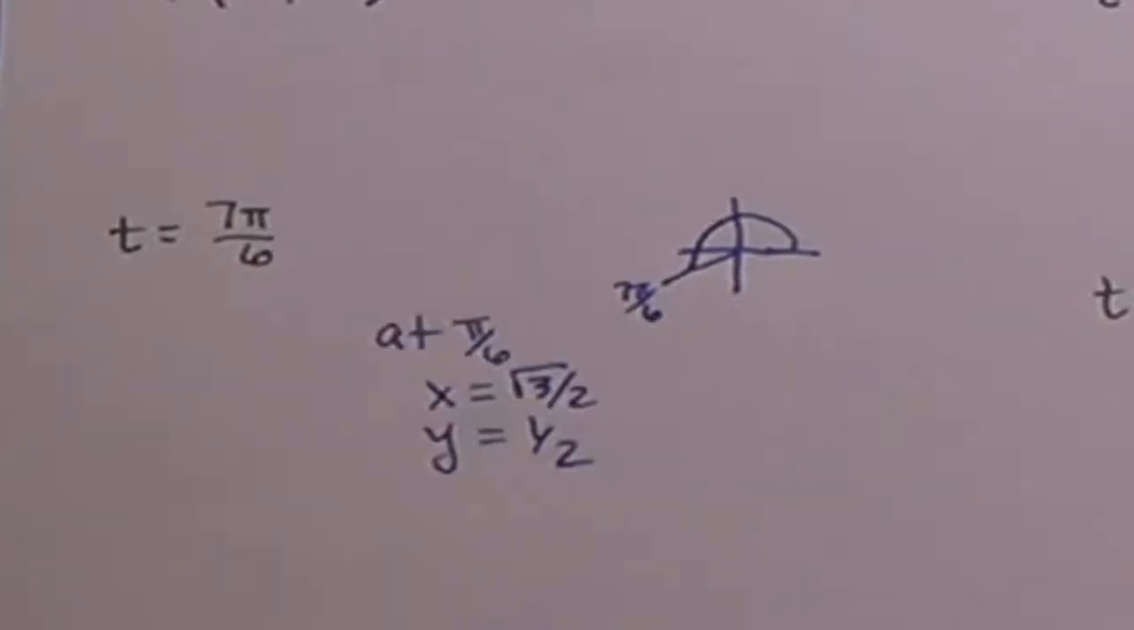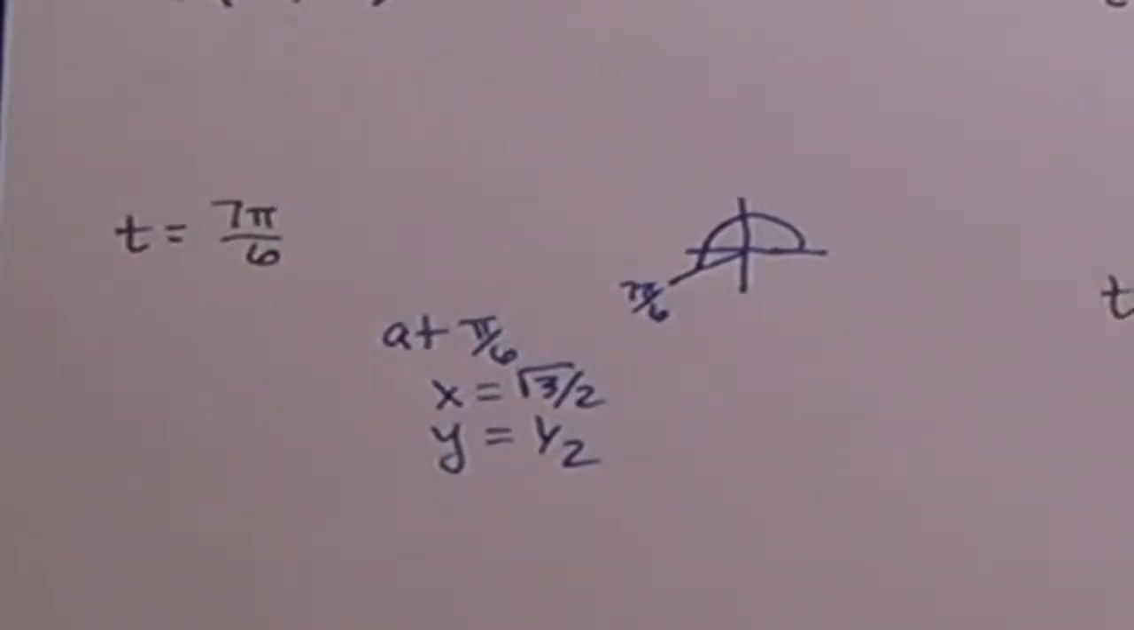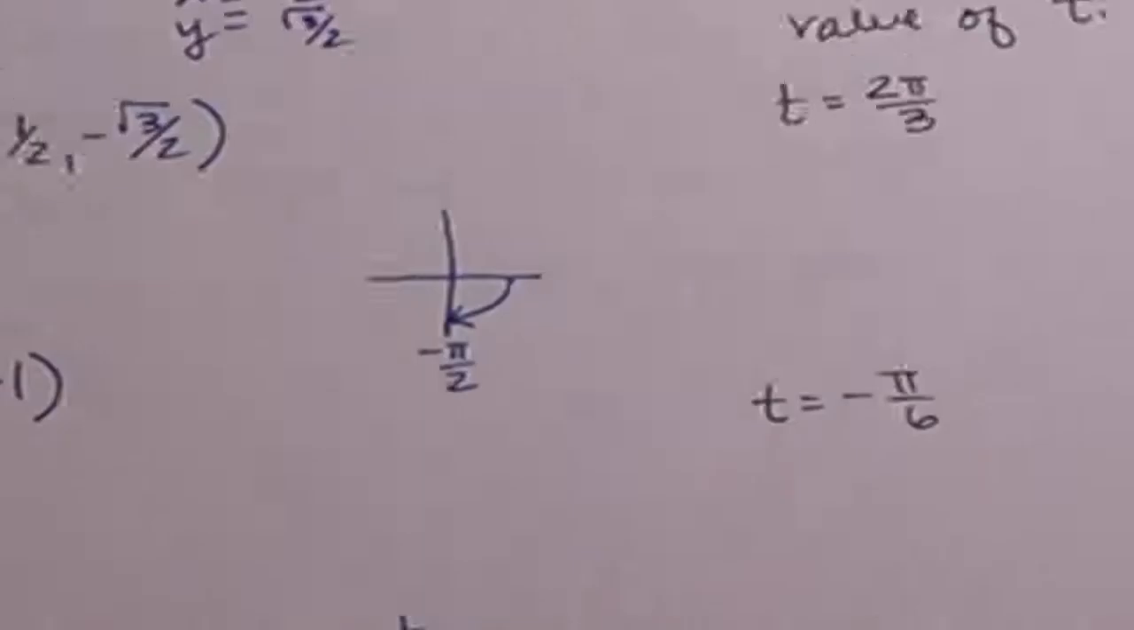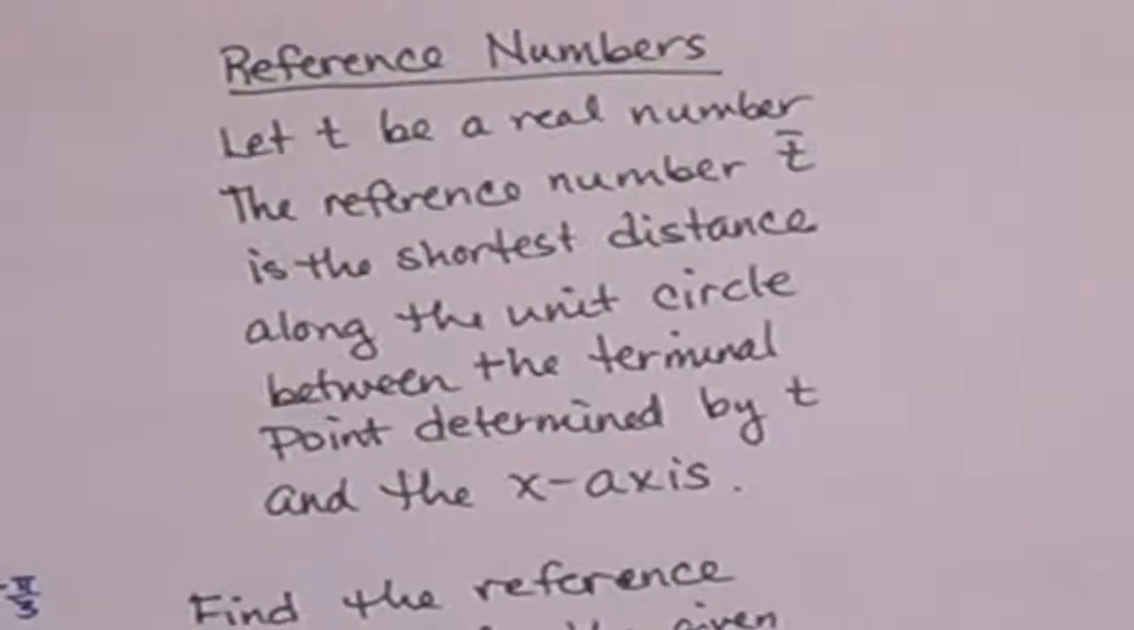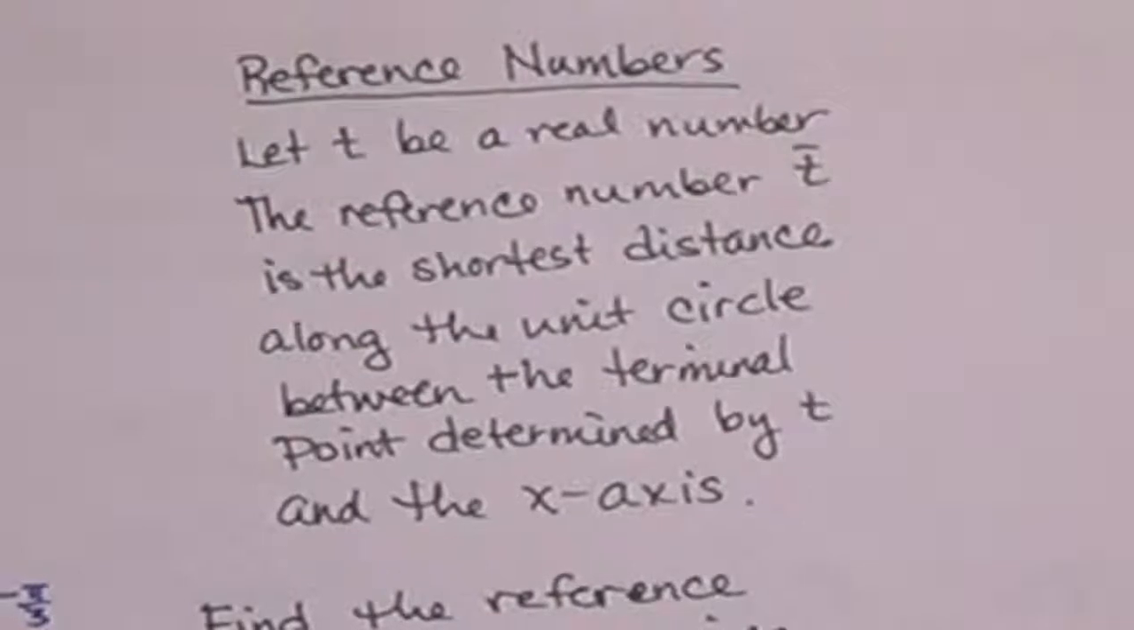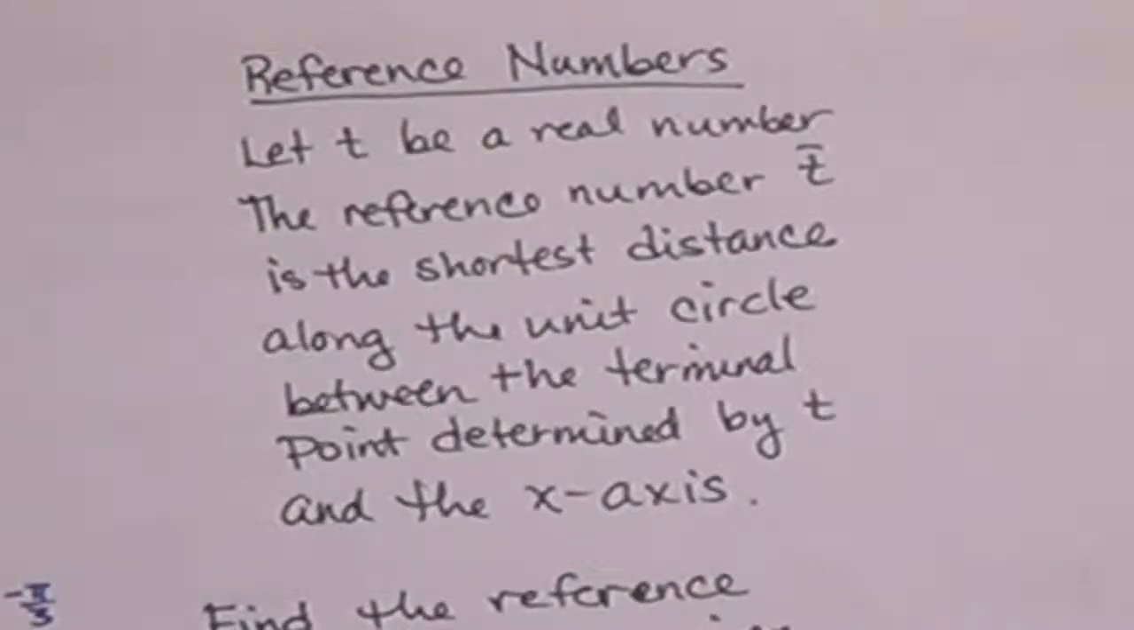So here we know again at pi over 6, x is root 3 over 2 and y is 1/2. Because we're in the third quadrant, both x and y are negative. So we have that our terminal point is going to be (-root 3 over 2, -1/2).